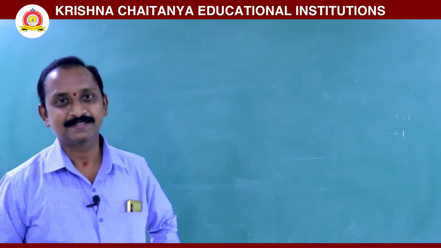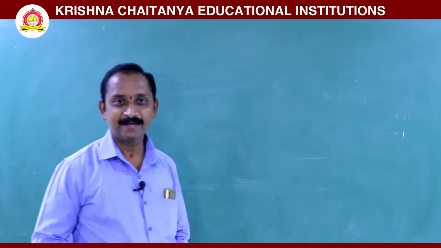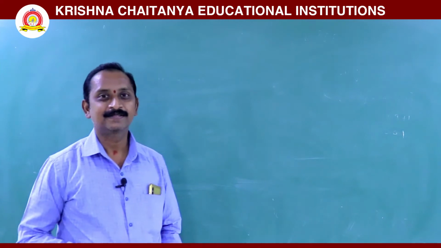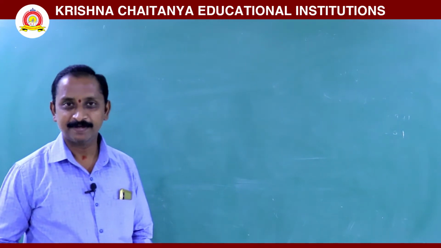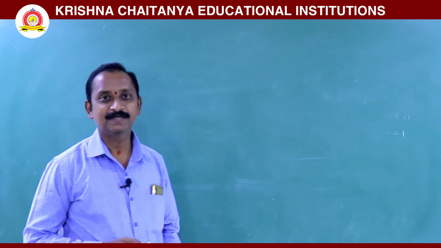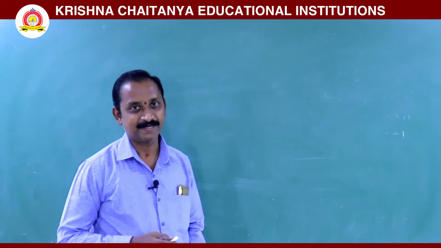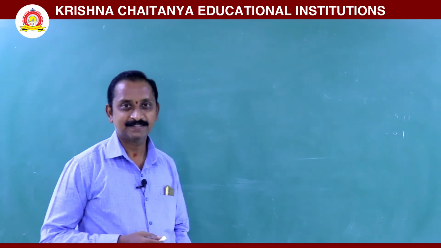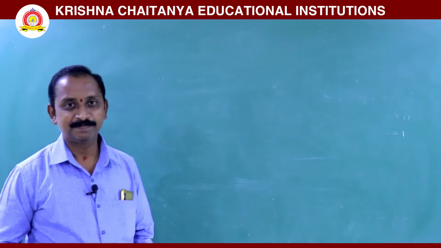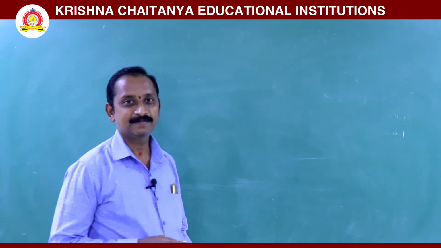Yesterday we discussed the chapter compound angle, and in that, the proofs of sin of A plus B and sin of A minus B are completed. Today we discuss cos of A plus B and cos of A minus B, their proofs.